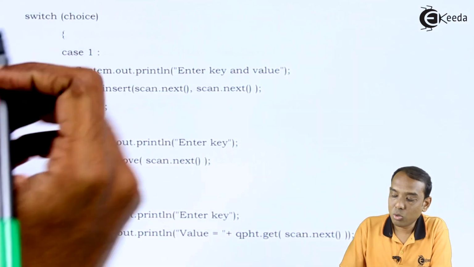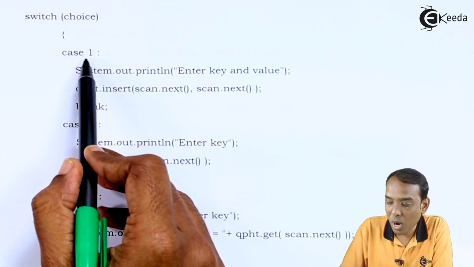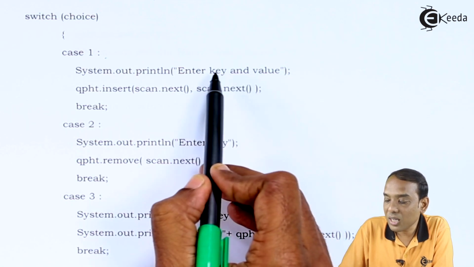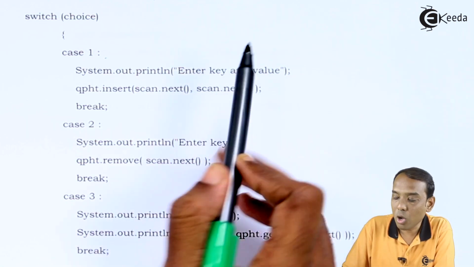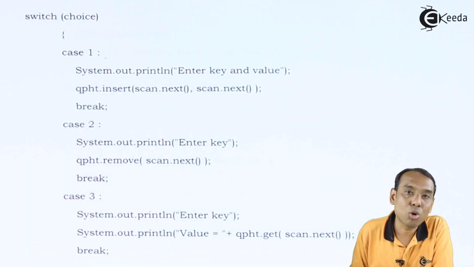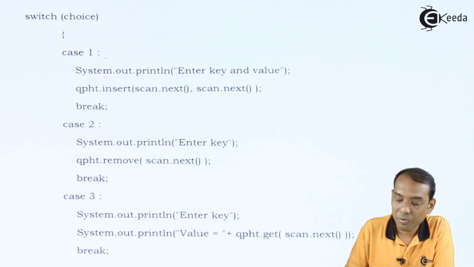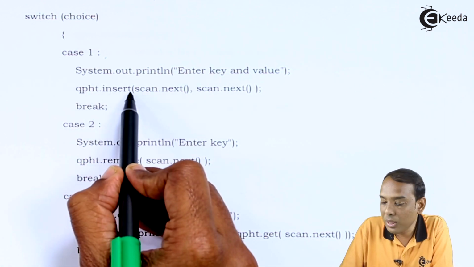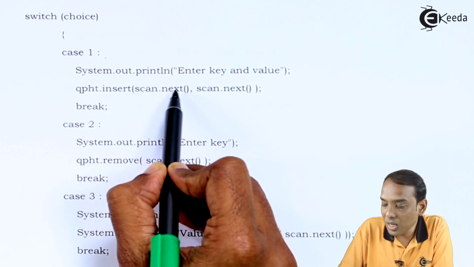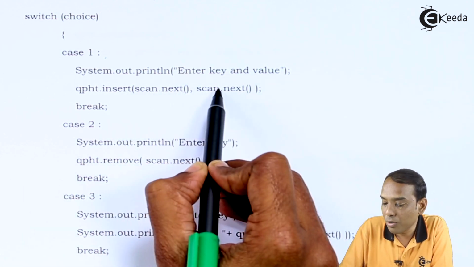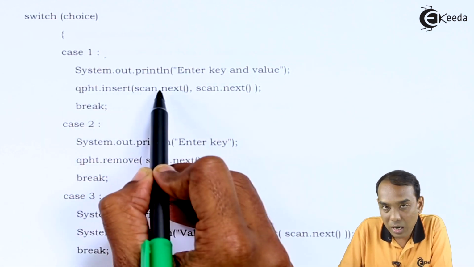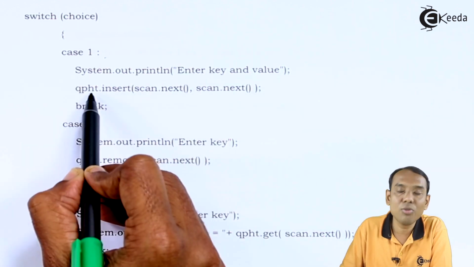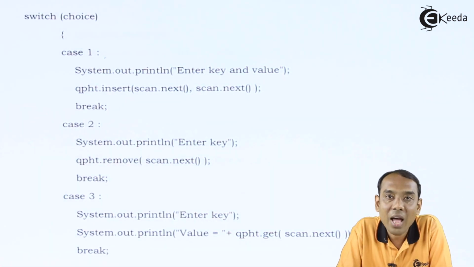We have switch choice, case number 1. Enter key and value. This key and value is taken from the user. So we have the object of the class QuadraticProbingHashTable, which is QPHT. Based on this object, I'm going to call the function called insert with the parameter scan.next. This is your key and its corresponding value. So we have QPHT.insert key and its corresponding value. Like this, we are going to insert the value into the given hash table with choice number 1 of insertion.